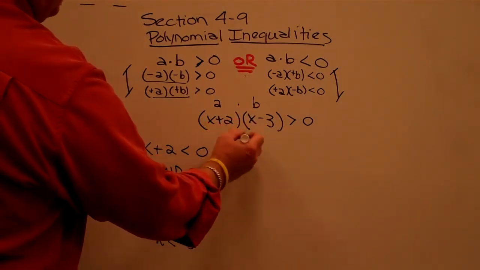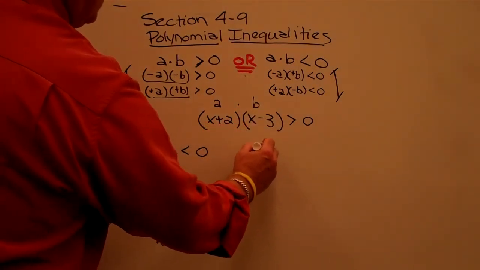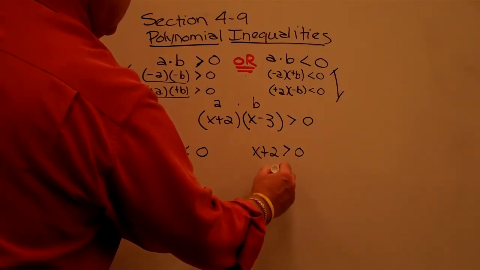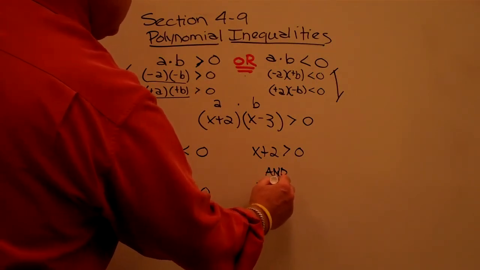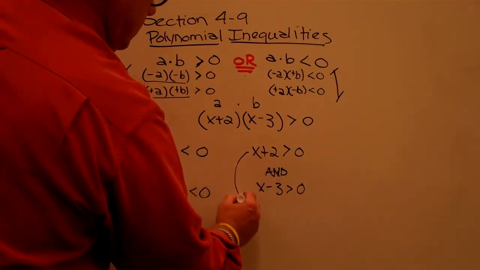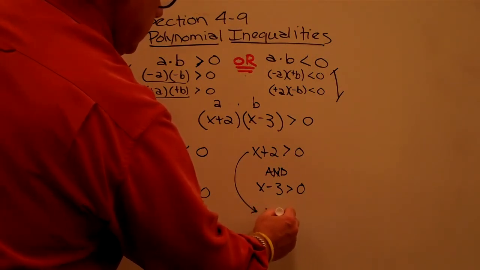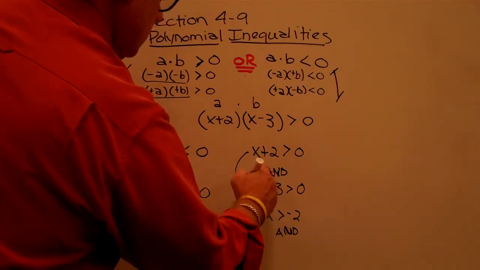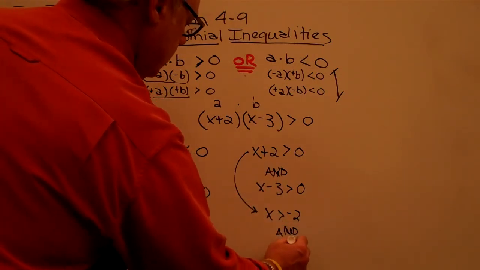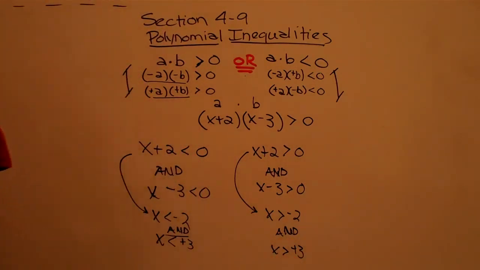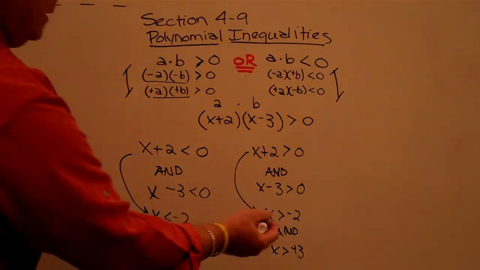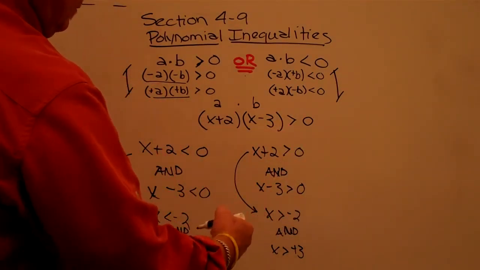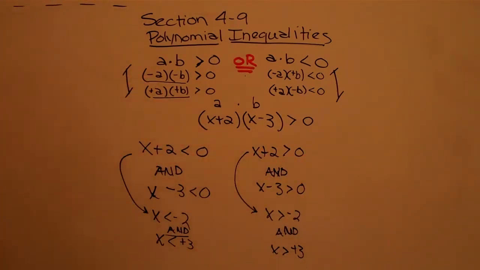Similarly, both of these could be positive. So x plus 2 could be greater than 0, and at the same time, x minus 3 could be greater than 0. In which case, once again, x would be greater than negative 2, and at the same time, x would be greater than positive 3. And again, with the overlapping number line going to the right from negative 2 and from positive 3, the overlap starts at positive 3 and goes that way.